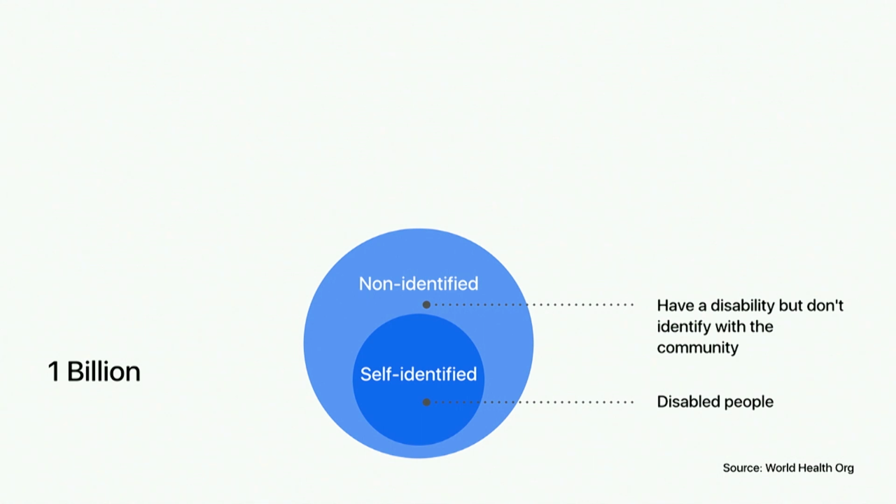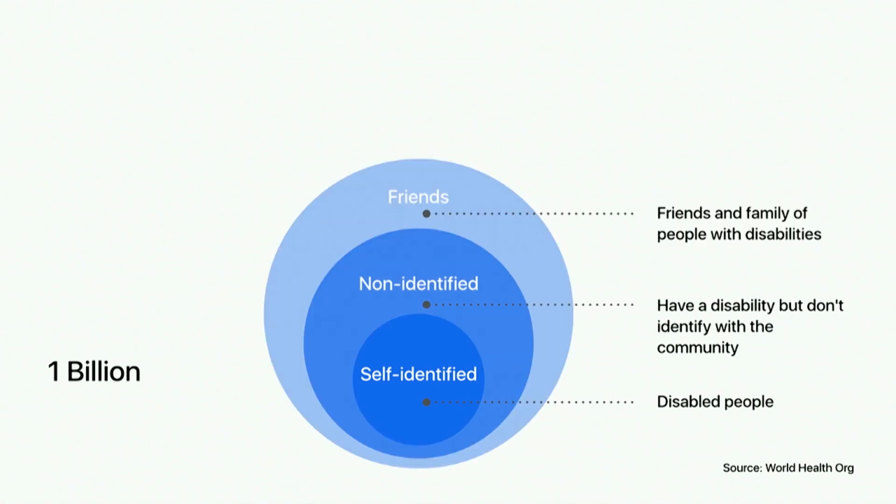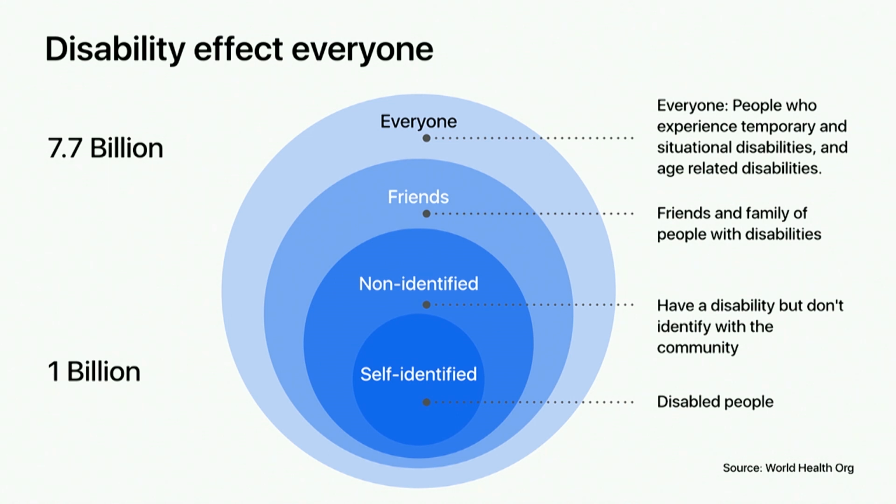And so this number just doubles. And if we start thinking about friends and loved ones of these people, this circle expands again. And a bit more expansively, if we start thinking about people who have temporary or situational disabilities, then this circle expands to cover the entire planet.